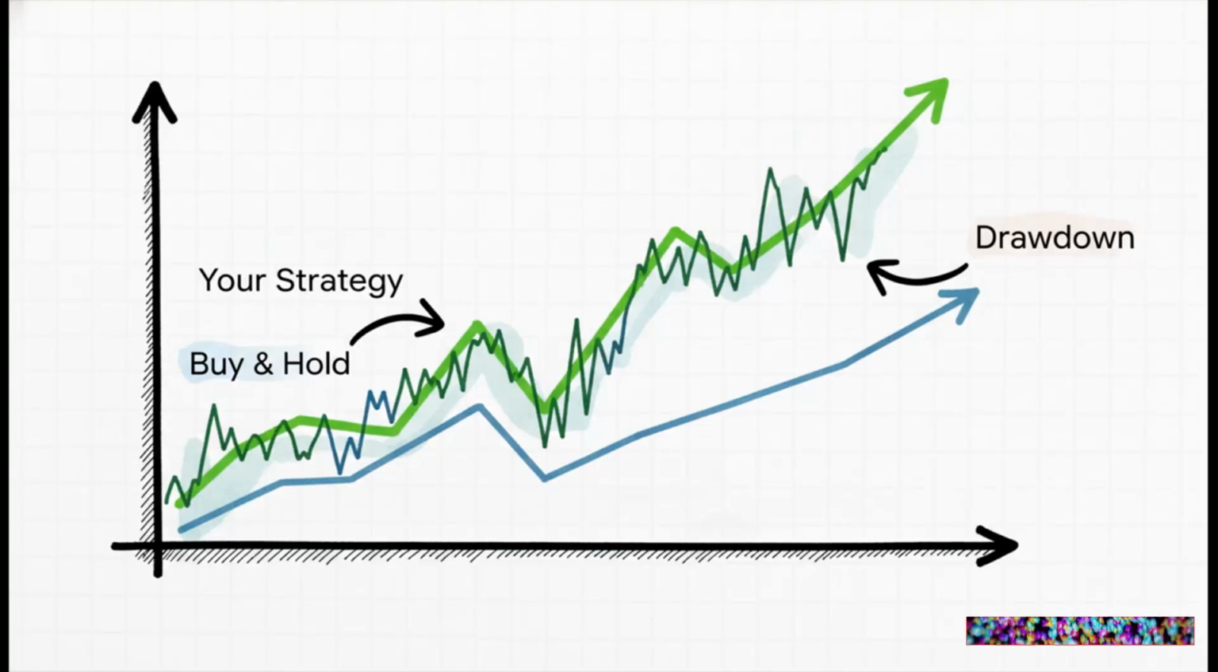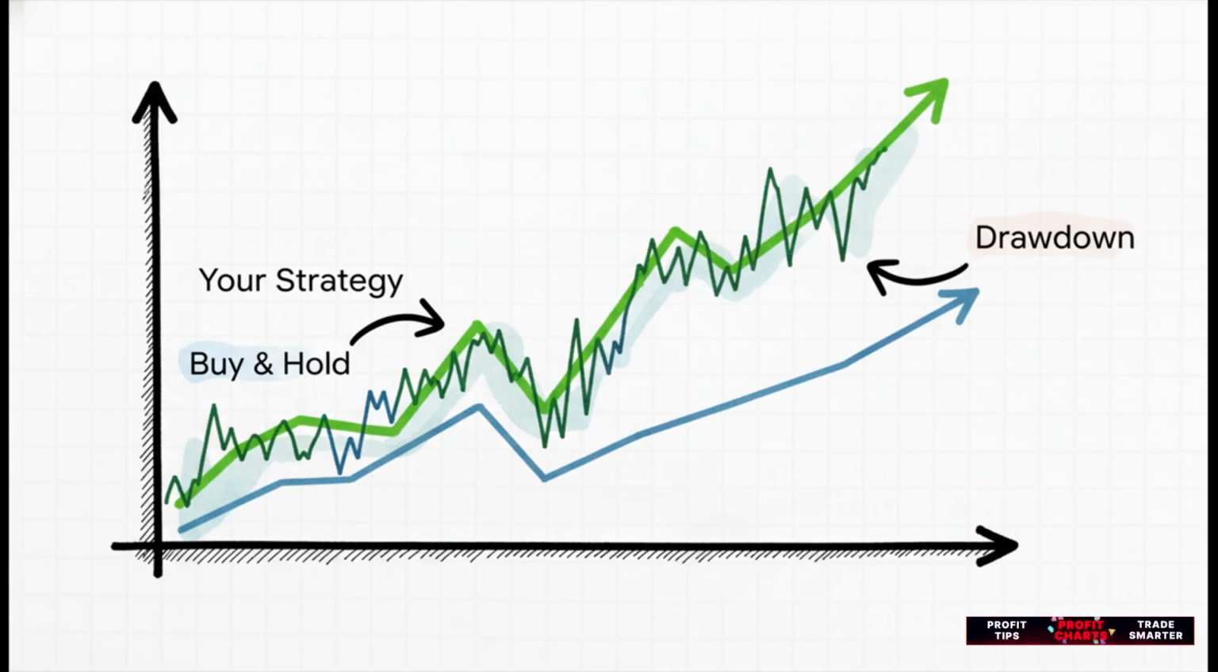Your first stop is always going to be the equity curve. It's just a simple line chart that shows the hypothetical growth of your account. See that green line? That's your strategy's performance. And the blue line is what you would have made if you just bought and held the asset over the same period. Right away, you get this visual gut check. Did my idea actually add any value?